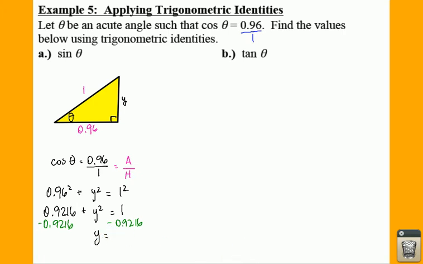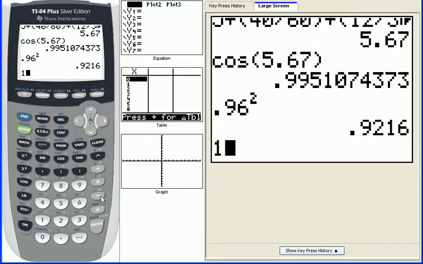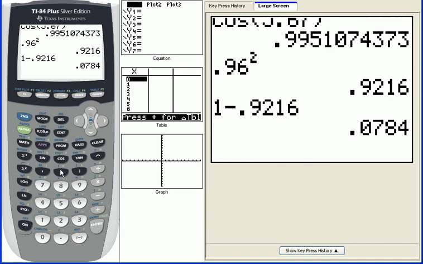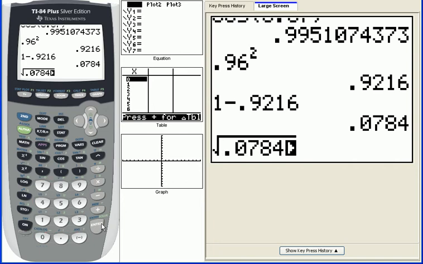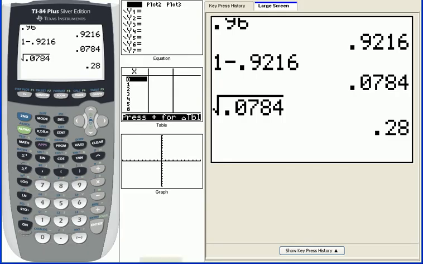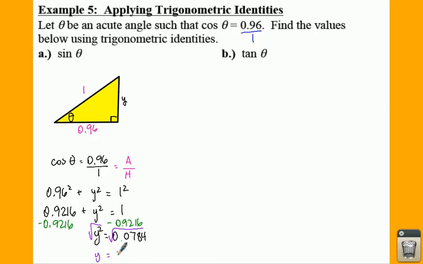It's 0.0784. And then we have to take the square root. So if you take the square root of 0.0784, let me double check my math here. The square root of 0.0784 gives us 0.28. So y is equal to 0.28. So that means that this side is 0.28.